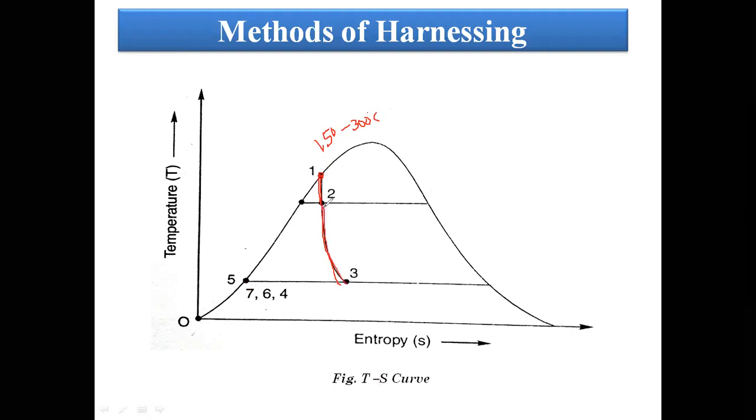That is the expansion of the total flow fluid in a specialized or specific turbine. Here in the geothermal power plant we are using a steam turbine. This 2 to 3 can drive the steam turbine.